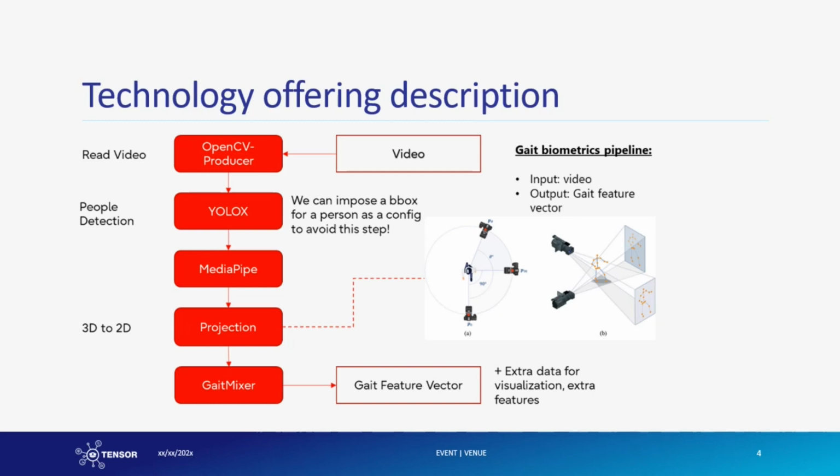These extracted sequences are then processed by the pre-trained Gait mixer model, which generates a unique 128-dimensional gait signature for each individual. This signature serves as a robust identifier for gait matching purposes, and cosine distance is used as a distance metric.